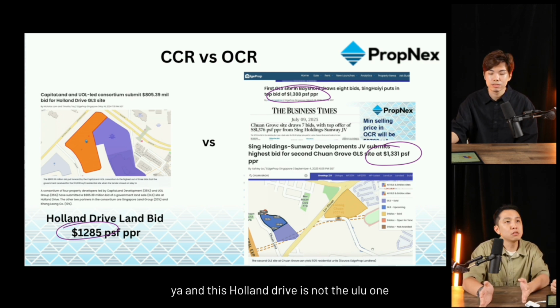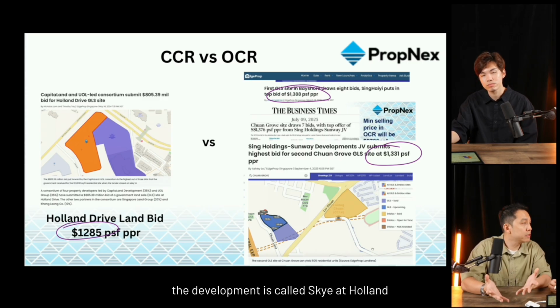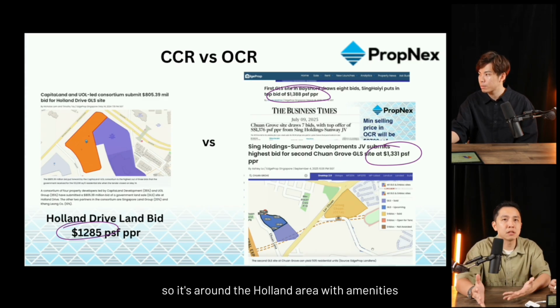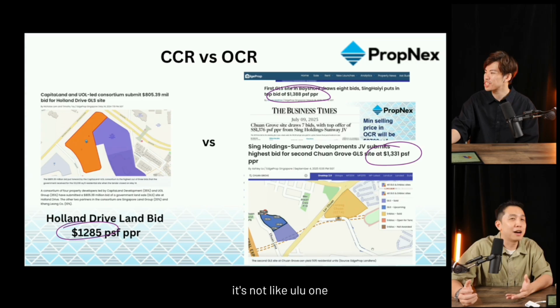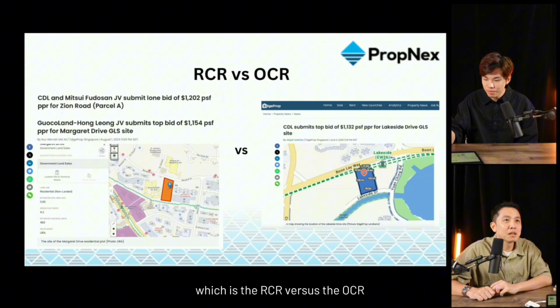Yeah. And this Holland Drive is not the ulu one. If you study properly, the development is called Sky at Holland. So it's around the Holland area with amenities. It's not like an ulu one. So again, we look at another example, which is the RCR versus the OCR.